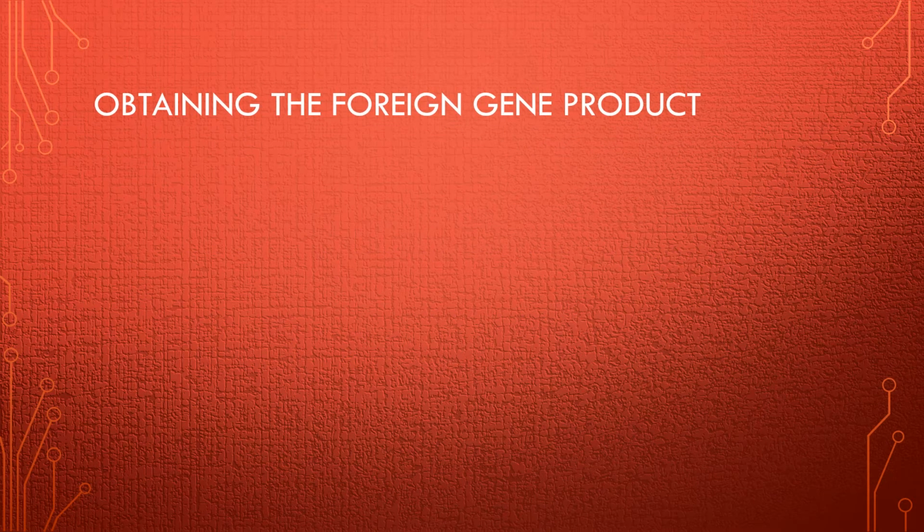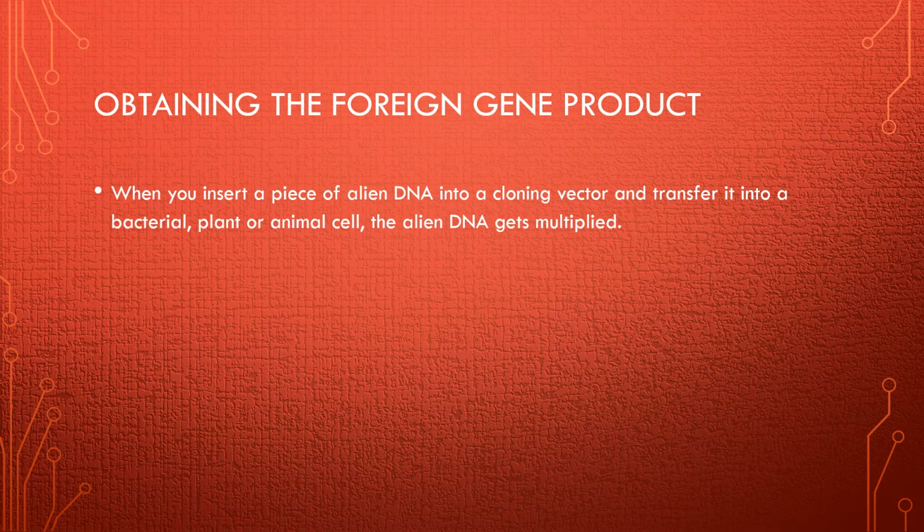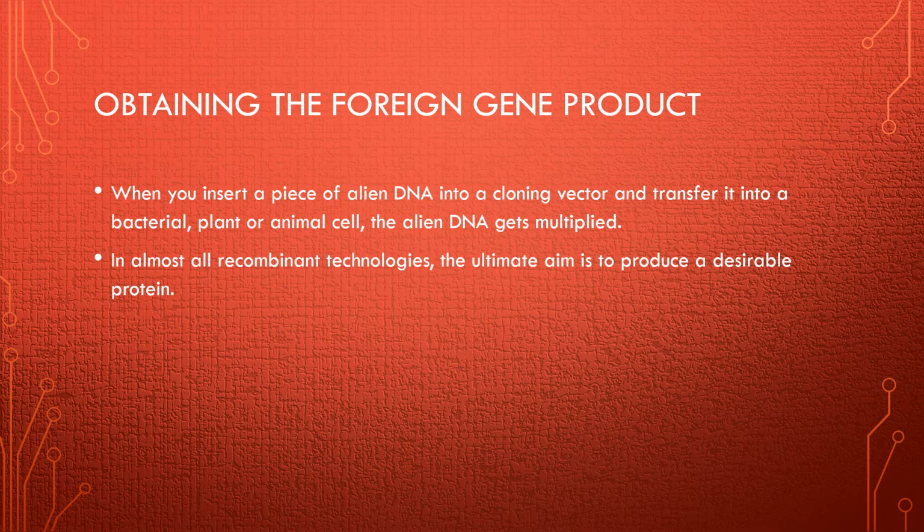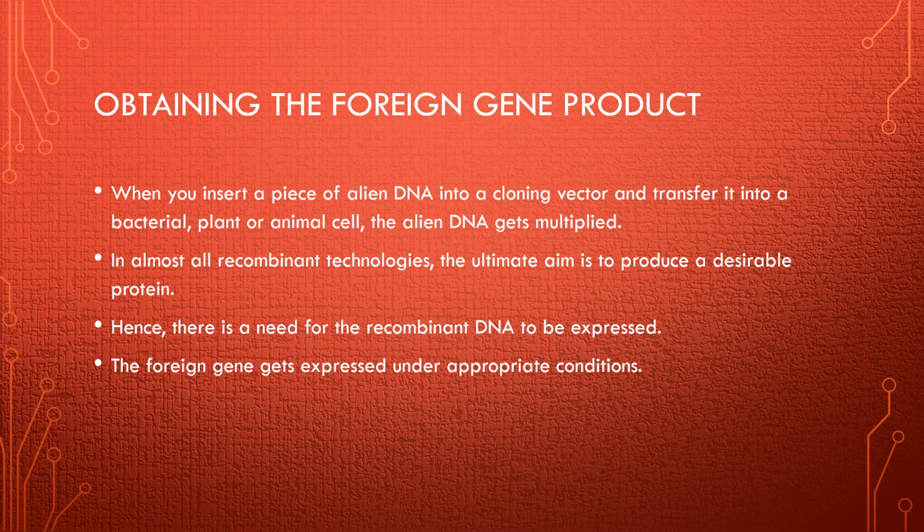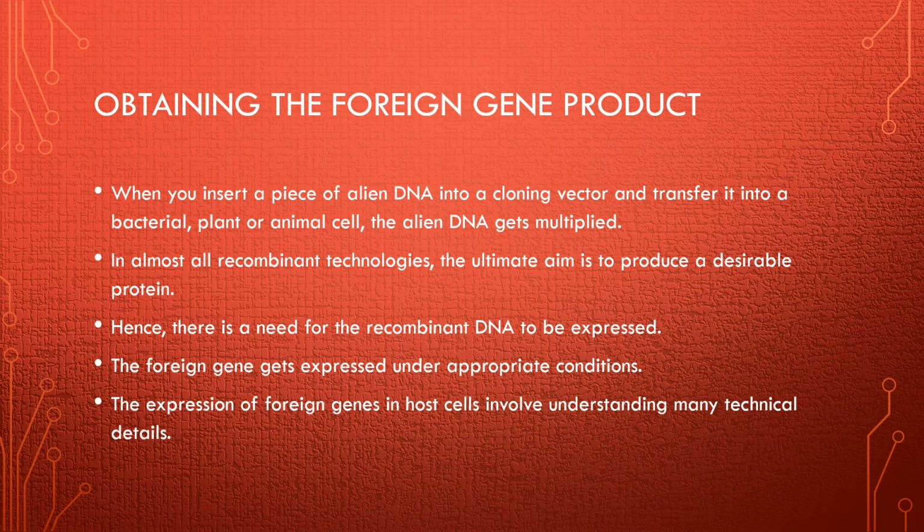Let's see how foreign gene products are obtained. When you insert a piece of alien DNA into a cloning vector and transfer it into a bacterial, plant, or animal cell, the alien DNA gets multiplied. In almost all recombinant technologies, the ultimate aim is to produce a desirable protein. Hence, there is a need for the recombinant DNA to be expressed. The foreign gene gets expressed under appropriate conditions. The expression of foreign genes in host cells involves understanding many technical details.